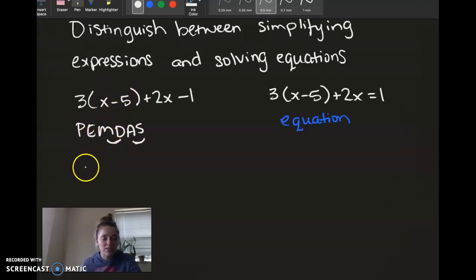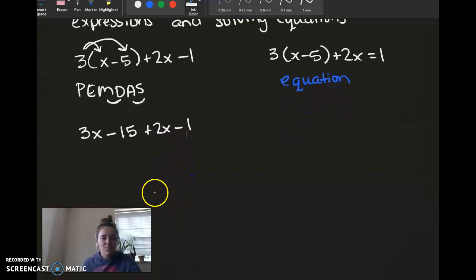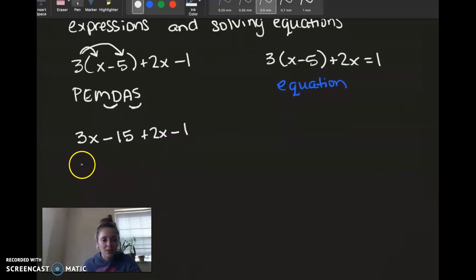because there's no exponents. So if I distribute that 3, so I multiply that 3 by everything in the parentheses, then I'm going to have 3x minus 3 times 5 is 15. And I still have that plus 2x and the minus 1 after that. So from here, your like terms, you can go ahead and put next to each other. So the 3x and the 2x, since the minus is in front of the 15, make sure the minus stays with the 15.